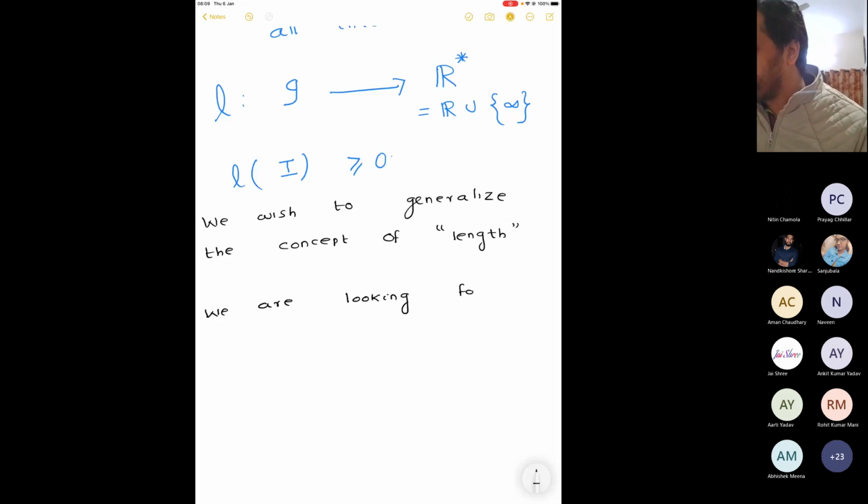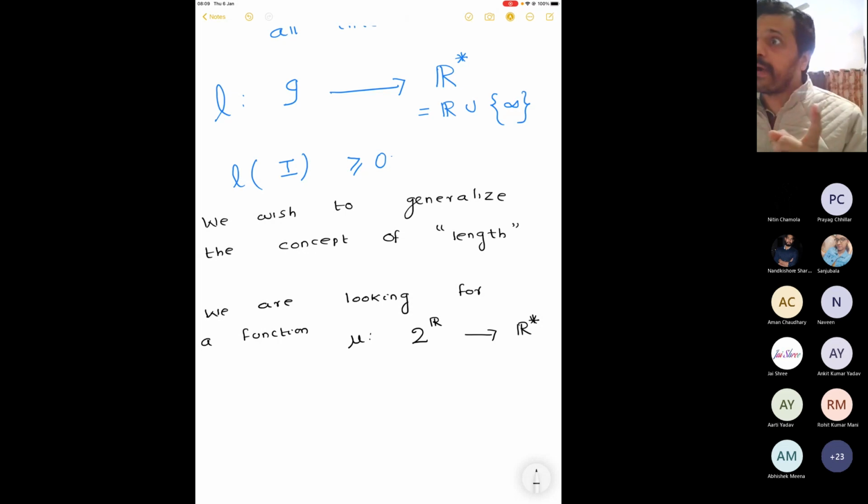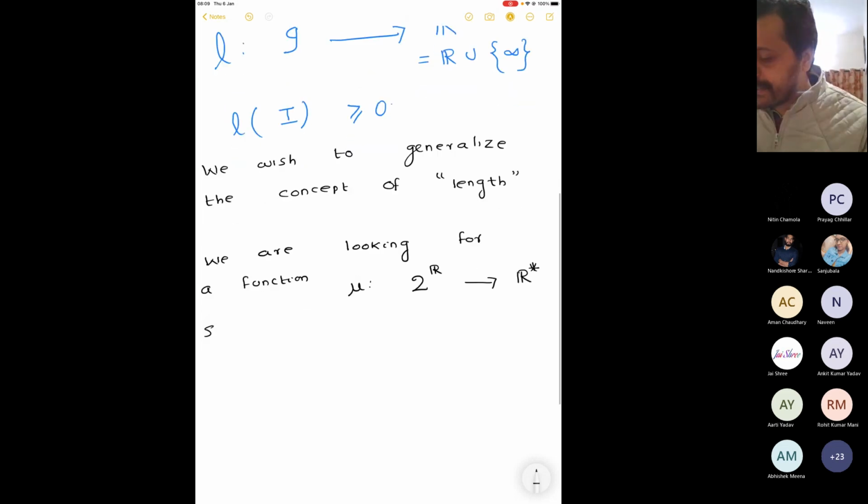We are looking for a function mu from 2 power R to R star, or R plus union infinity, where R plus means the collection of all non-negative real numbers, such that mu of A is greater than or equal to 0 for every A in the power set 2 power R.